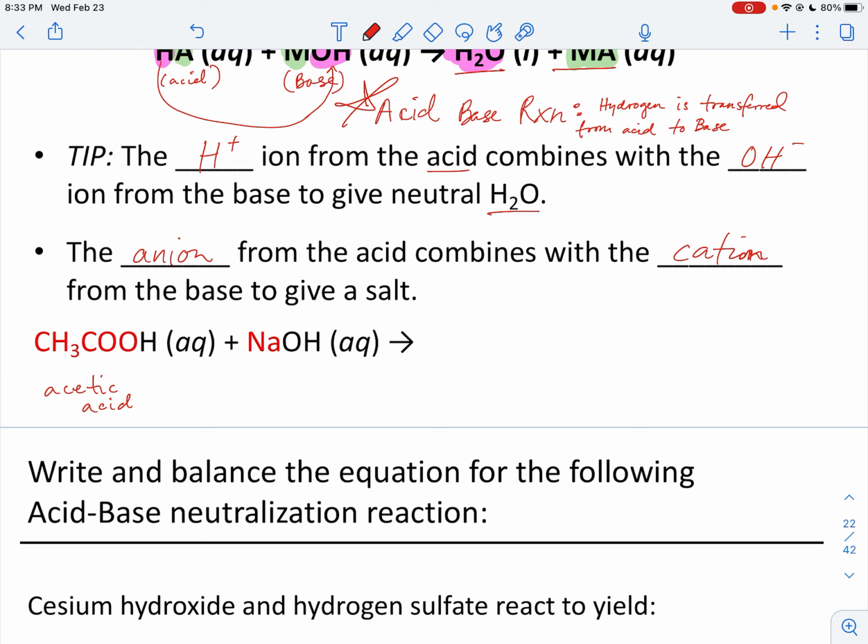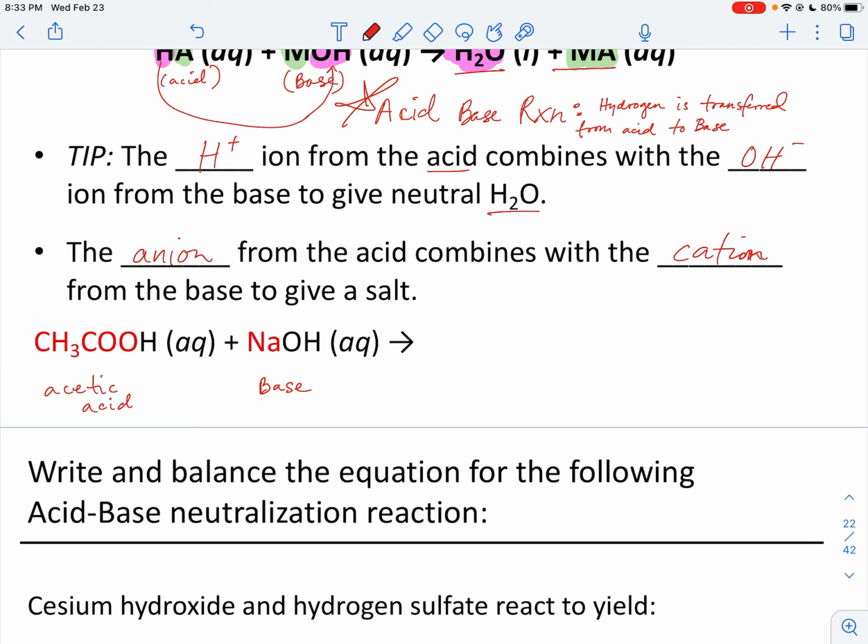Later in the semester, we'll actually do a reaction with these two products right here. Acetic acid, we'll use vinegar, and then strong sodium hydroxide will be our base. Okay, so acetic acid, and then this is our base, sodium hydroxide. And the red portions are going to combine together, and the black portions are going to combine together.